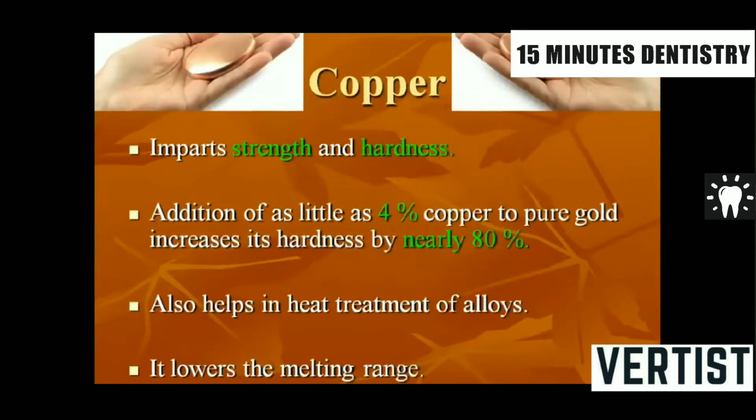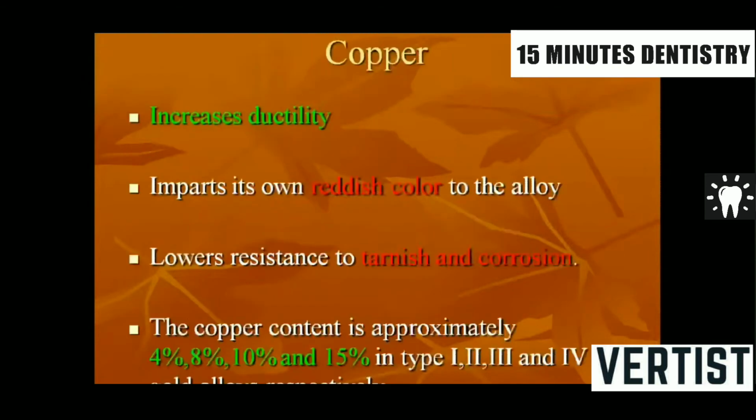The next constituent added commonly is copper. Primarily, copper is added for strength and hardness. Addition of as little as 4% of copper to pure gold increases its hardness by nearly 80%. So imagine, just 4% of copper gives you a strength increase of more than 80%. It also helps in heat treatment of the alloy and regulates the melting temperature.